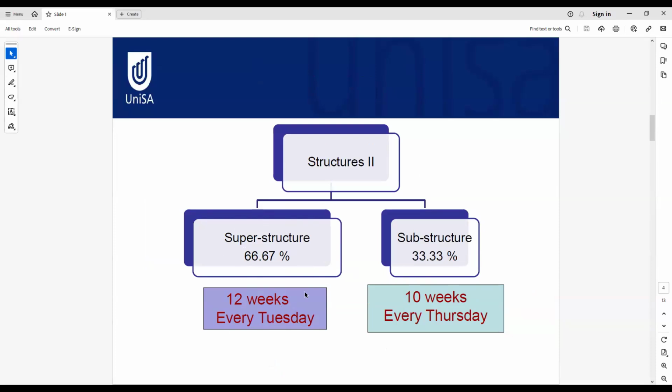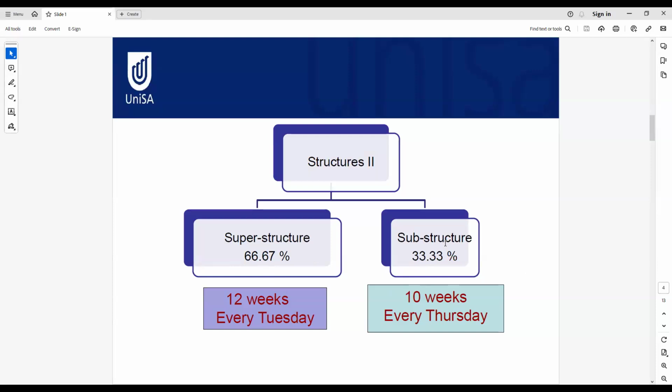So for the superstructure part, we have 12 weeks of lectures every Tuesday from 1 to 3. And we also have face-to-face tutorial classes. I will be delivering the face-to-face tutorial classes on Wednesday based on your group. We have 3 classes on Wednesday: 2 to 3, 3 to 4, and 4 to 5.